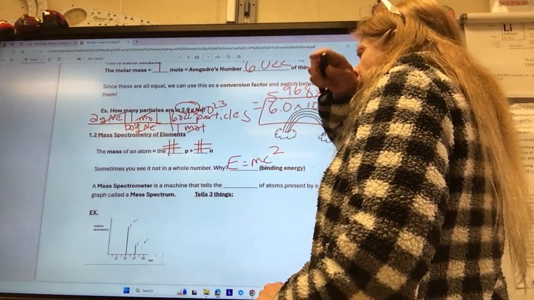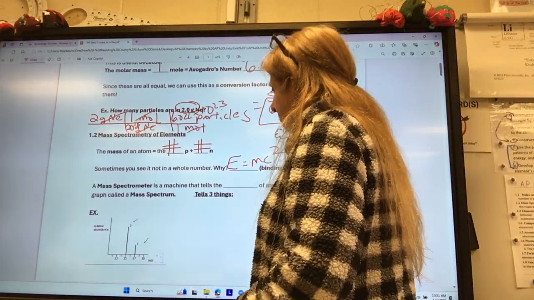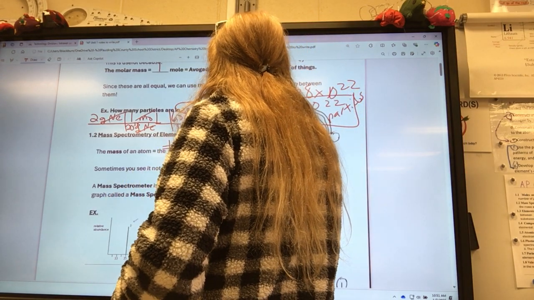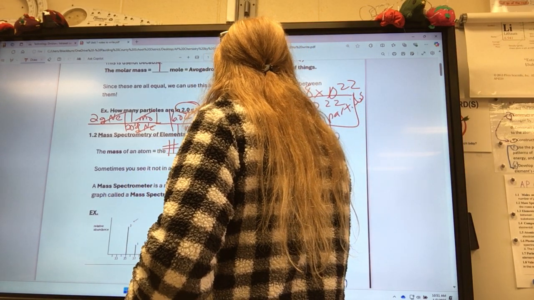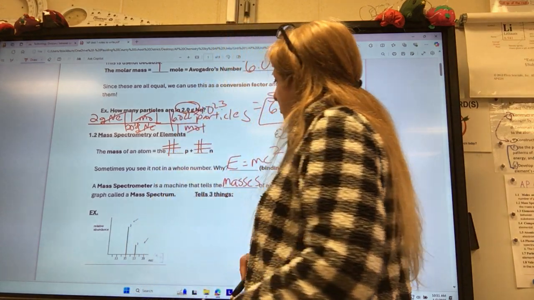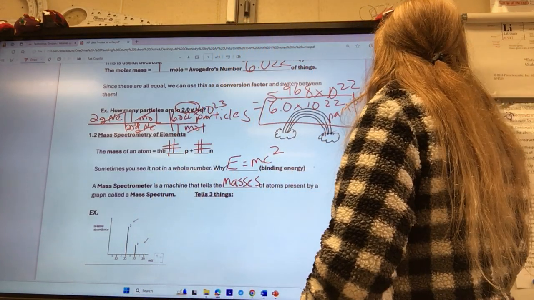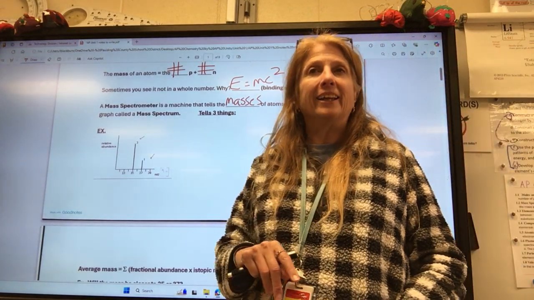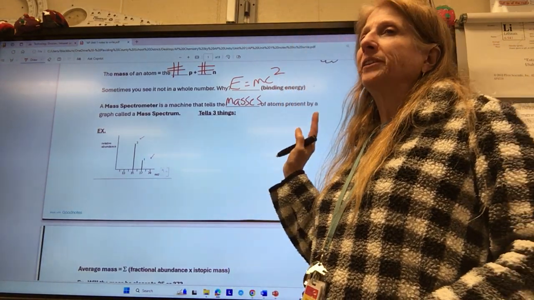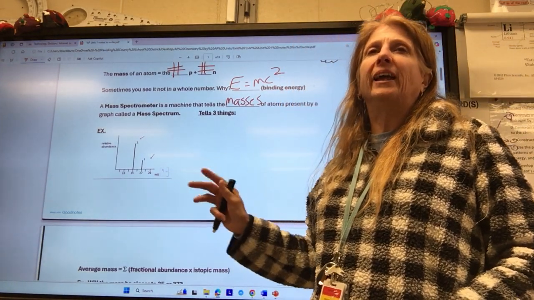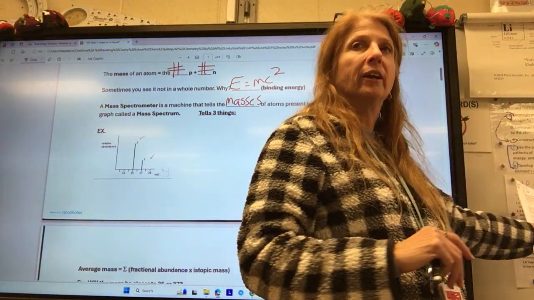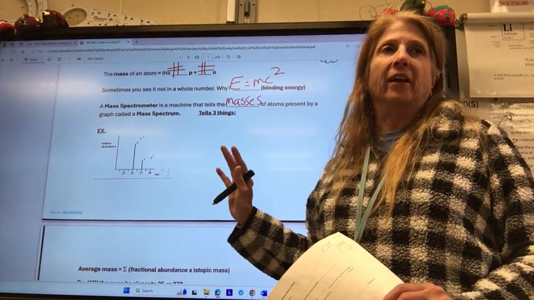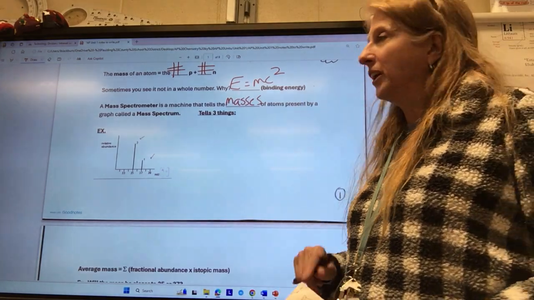Okay, so there's a thing called a mass spectrometer. It's a machine that tells us the masses of atoms present by a graph called a mass spectrum. Okay, so this is brand new. Aren't you excited getting to learn something new? This is something that will definitely be on the AP test. This is part of our AP learning objectives, and there will at least be some multiple choice questions on this. And it's not hard, so let's learn it now.